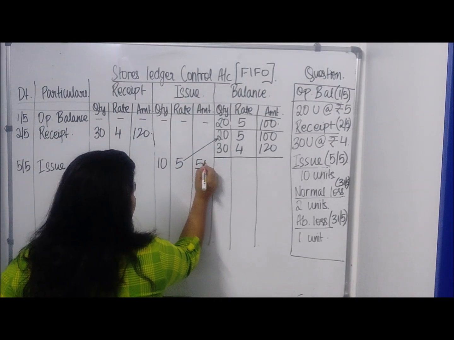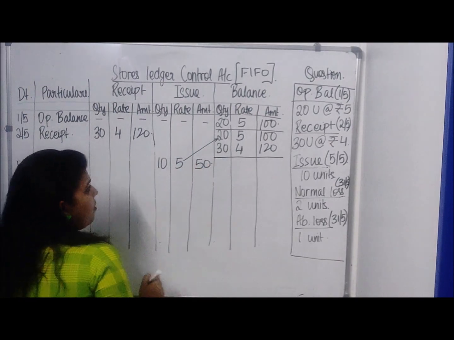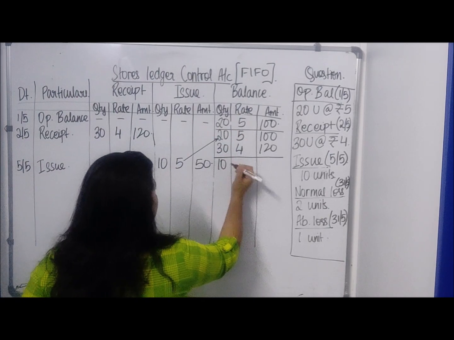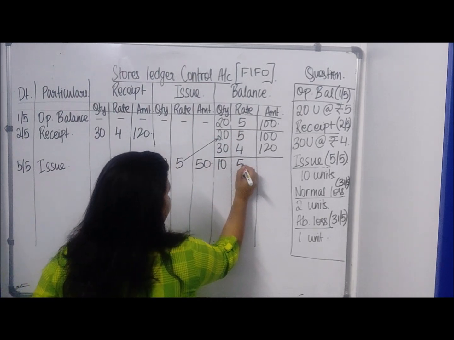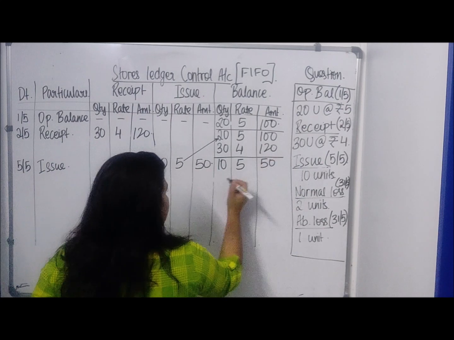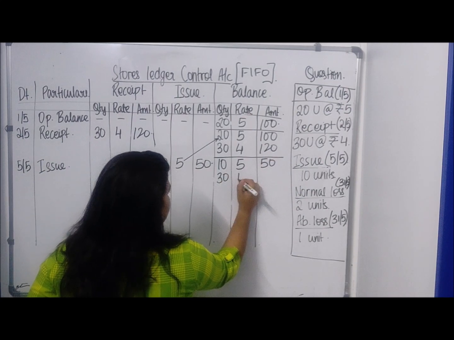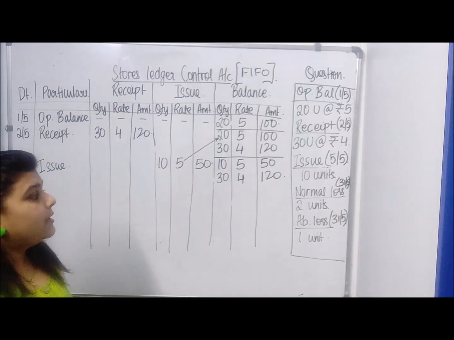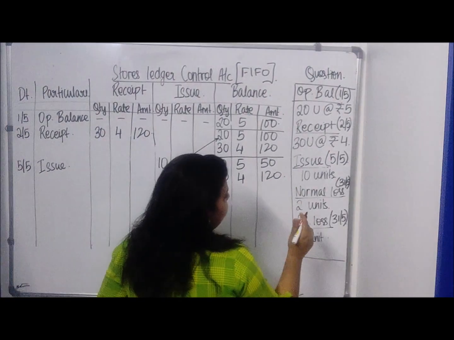So 10 units are gone here. How many units are left? Units left are 10 units, because 10 are already issued at 5 rupees, that is 50. And these 30 units are intact at 4, that is 120. Now, let me take one more example of issue.